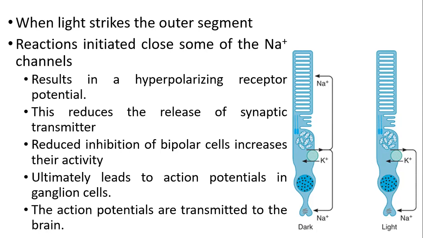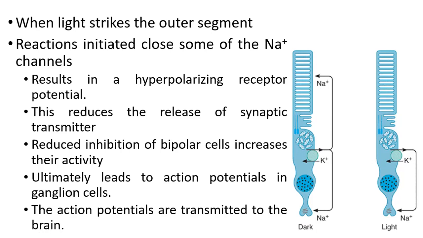Let's dig deeper into what is happening here. The first step is light strikes the outer segment. If you are confused about what the outer segment is, this is the part called the outer segment. When light strikes the outer segment, the sodium channels here are going to be closed. Once the sodium channels get closed, the secretion of glutamate is suppressed or inhibited. Once the release of glutamate is reduced, it's going to cause stimulation in the bipolar cells.